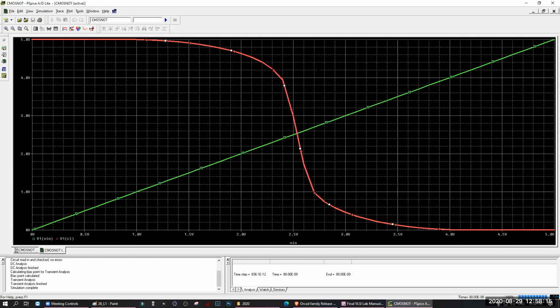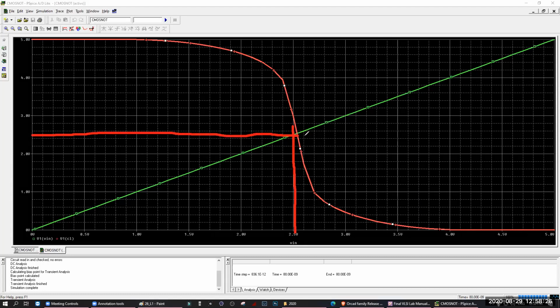Although the perfect middle is this one, 2.5 volt. Here 3 volt and 2 volt. The perfect middle is this one. So your graph is going a bit towards the right side, right? Yeah, a bit towards the right side. Okay, we can fix that.